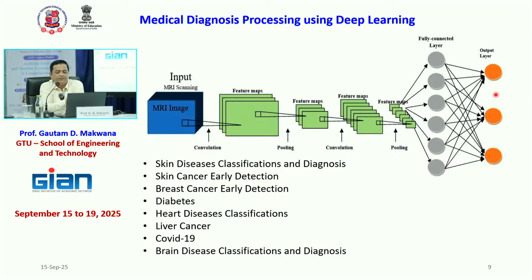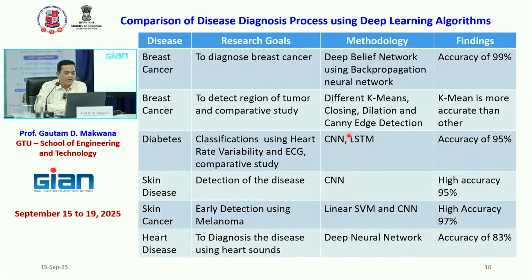In this case, as compared to machine learning, the application will be more specific for the early detection of the disease, and heart disease classification, liver cancer, COVID-19. These are some examples of medical diagnosis processing using deep learning, and a comparison of the disease diagnosis process using deep learning algorithms.